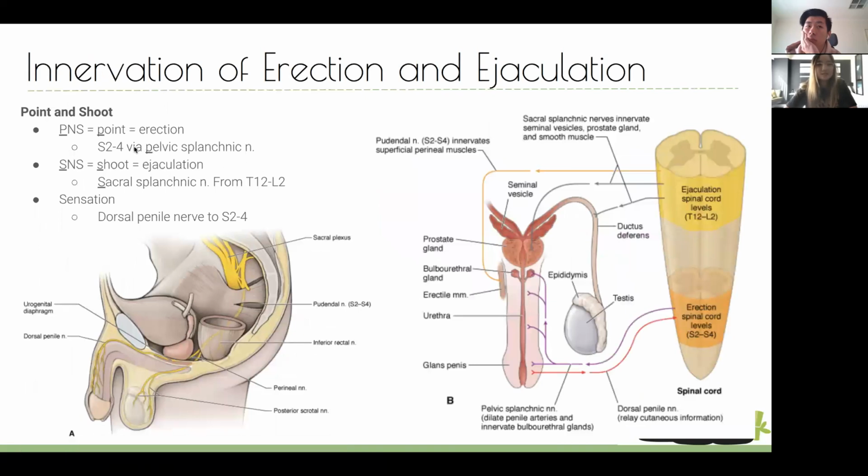This is the innervation. It's just point and shoot. So PNS for point, for erection, and your PNS comes from lower in your spinal cord, S2 to S4, by your pelvic splanchnic nerves. And again, these letters are great: PNS for point, for pelvic splanchnic nerves. Your SNS for shoot, for ejaculation, comes from your sacral splanchnic nerves, and that comes from T12 to L2. So remember, our sympathetics are always in that sympathetic chain, so it's never going to be down by S2 to S4. And then sensation is via the dorsal penile nerve to S2 to S4.